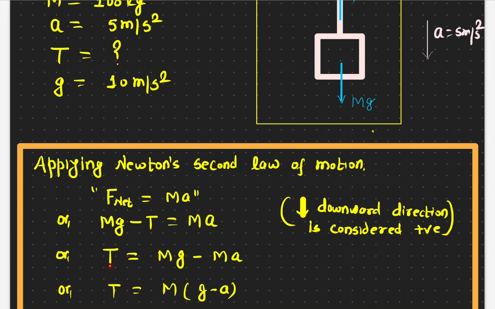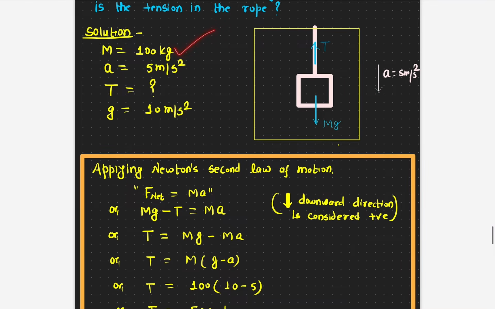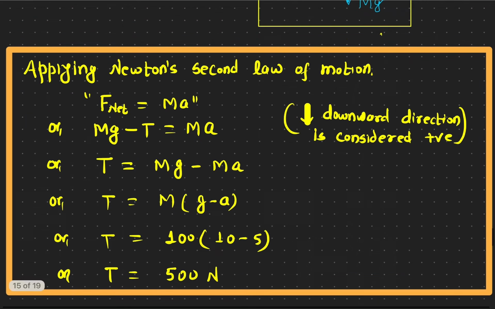So the tension is mg minus ma, just basic math. Now let's plug in all the numbers here. I have taken m out, and it will be m times g minus a. The mass is given 100 kilogram, g value is 10, a is 5. So if you do the math, the number you'll get is 500 Newton. The tension is a force, so its unit must be the Newton. All right, so that's how much tension there will be.